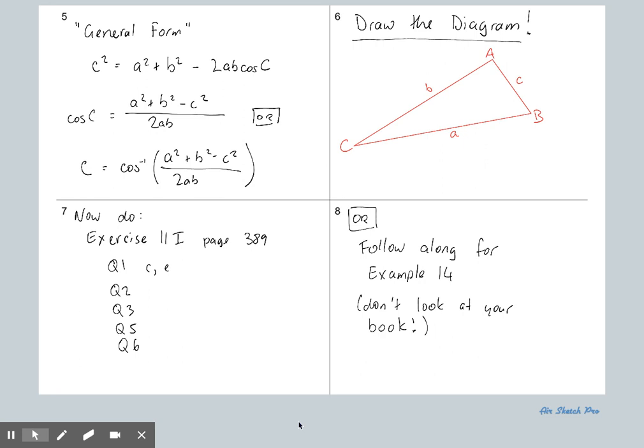It's exercise 11I on page 389. Yeah, take a photo of the board, it's fine. Question 1, just C or D. Question 2, 3, 5, and 6.